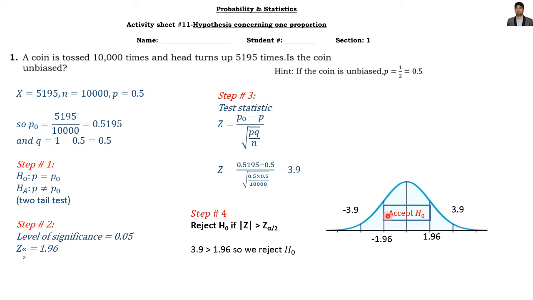Step number 4. This is a two-tailed test. So minus 1.96 to the left side, 1.96 to the right side. In the center, it is 0. Acceptance region lies here. So if test statistic falls in this region, it means H naught is true. So clearly 3.9 falls outside this region. So we reject H naught if absolute value of Z is more than Z alpha over 2, and 3.9 is more than 1.96, so we reject H naught.